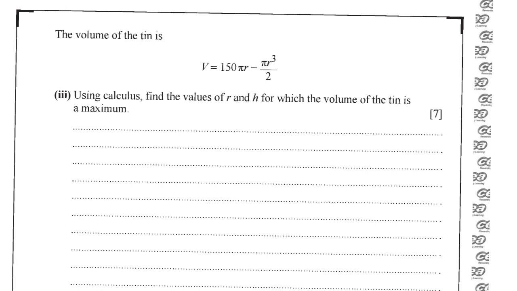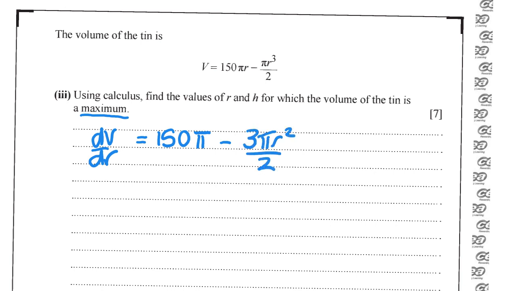So we're looking for a maximum, which tells me I want to differentiate. And if we differentiate 150 pi r, we get 150 pi. And if we differentiate r cubed, we get 3 r squared, bringing in the pi over 2. Maximums occur at turning points, so that's when the differential is equal to 0.